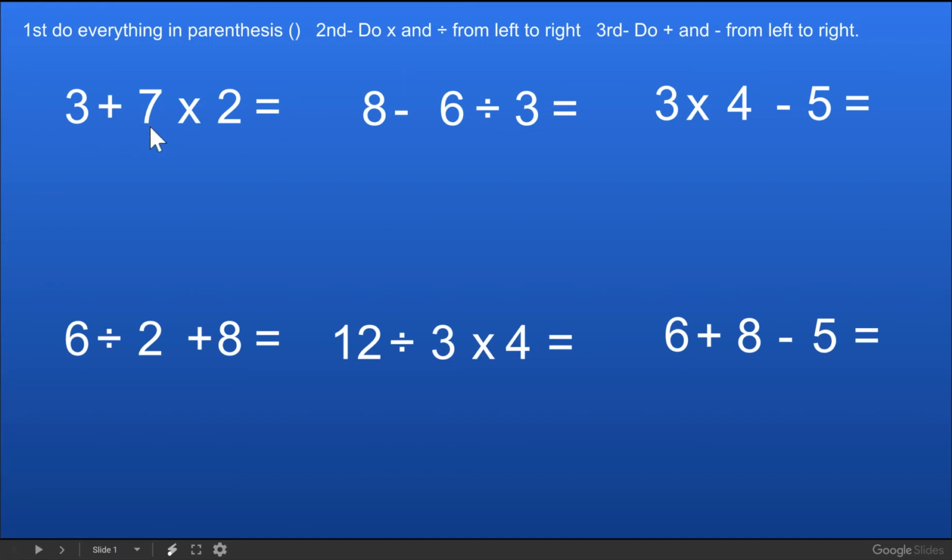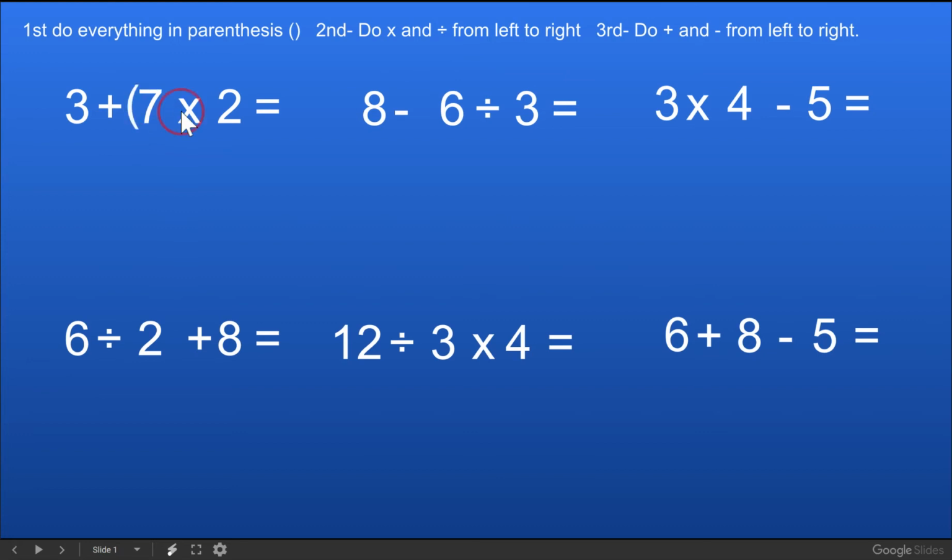So our first example here, we have 3 plus 7 times 2. A lot of people, when they see it, the first thing they're going to do is 3 plus 7 equals 10, and then they're going to do 10 times 2 equals 20. Even though all of their math is correct, it is actually incorrect because they didn't follow the order of operations. We cannot do the addition or subtraction prior to doing multiplication or division. So with this problem here, we need to do the 7 times 2 first because we need to do multiplication and division from left to right prior to doing the addition and subtraction.